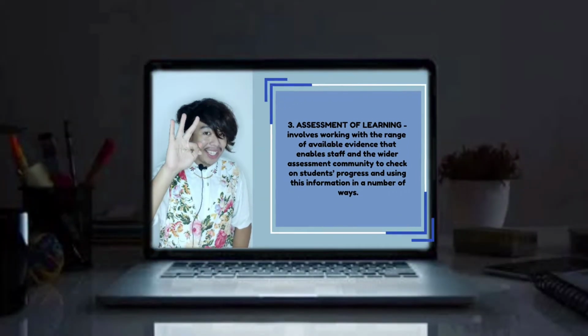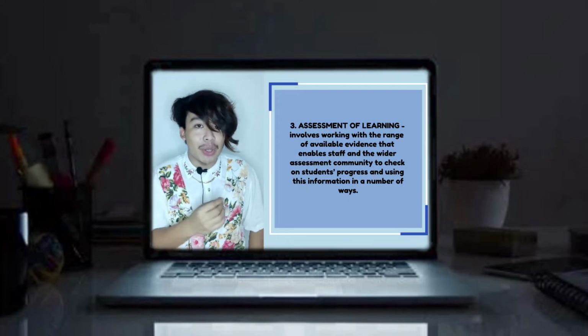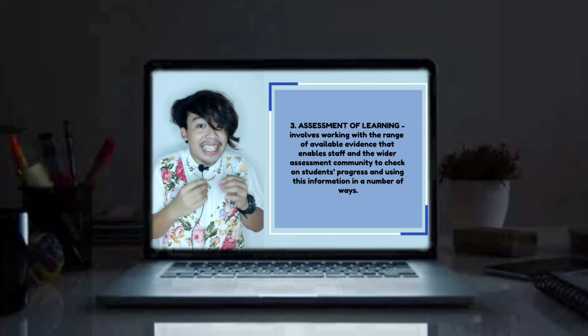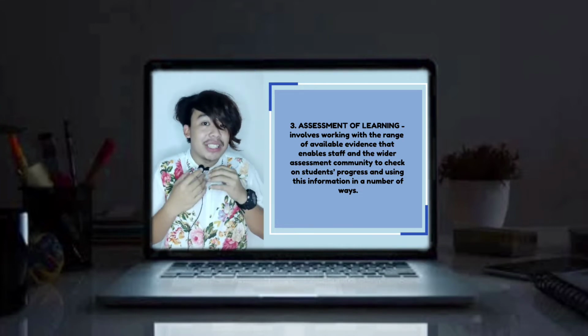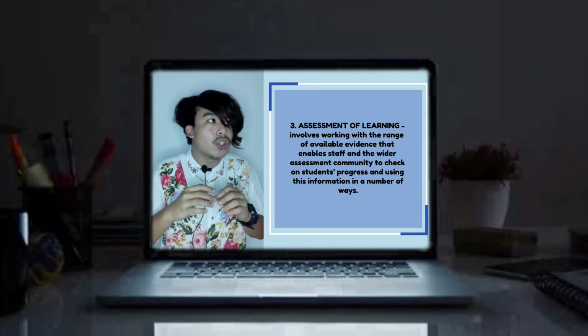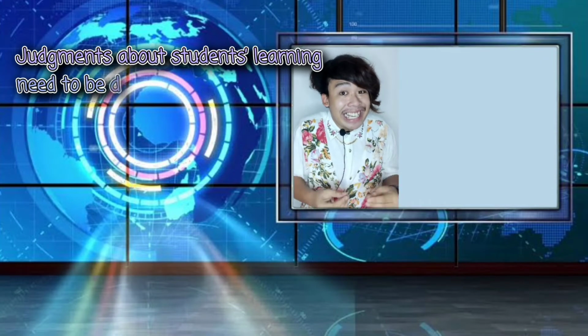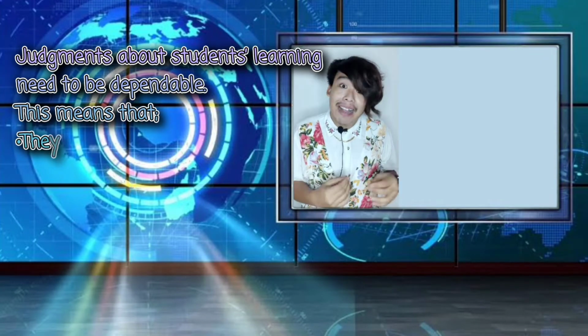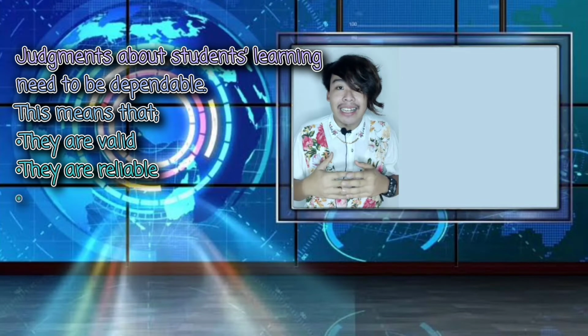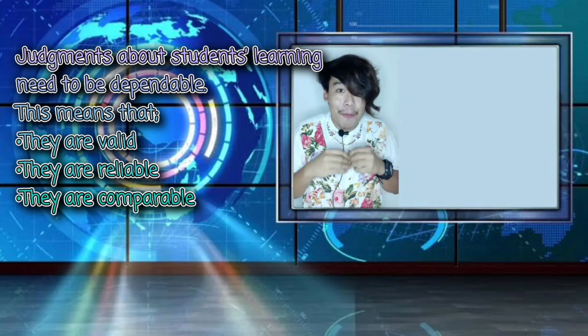And then the third one, assessment of learning. It involves working with a range of available evidence that enables staff and the wider assessment community to check on students' progress and using this information in a number of ways. Judgments about students' learning need to be dependable. This means that they are valid, they are reliable, and of course, they are comparable.